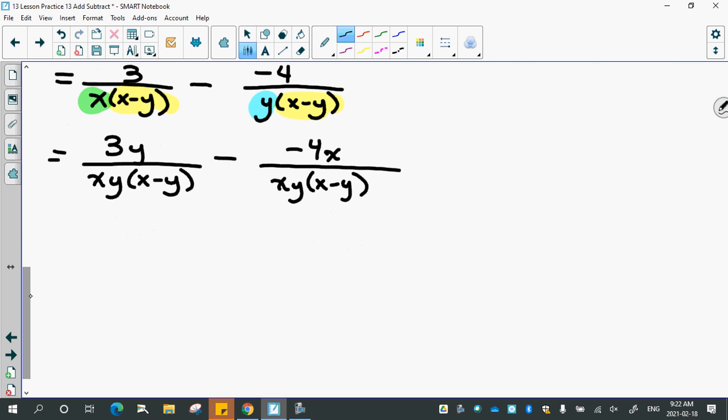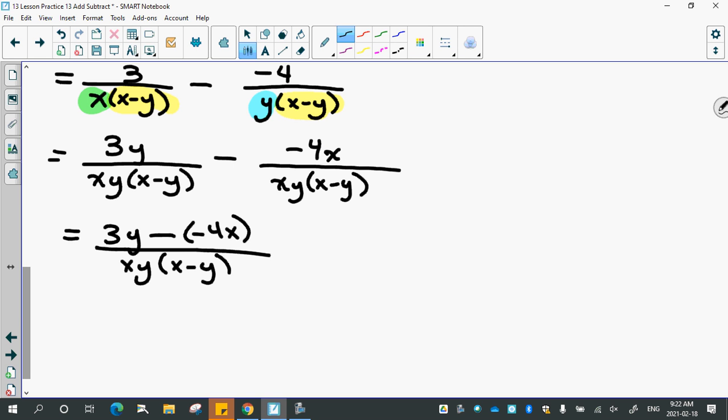All right, so now I subtract the numerator, so 3y minus negative 4x over xy times x minus y. What happens when you subtract a negative? It becomes a positive, or you can think of multiplying by negative 1. Either way, you're going to get 3y plus 4x over xy times x minus y.